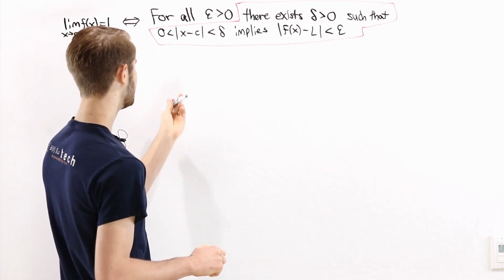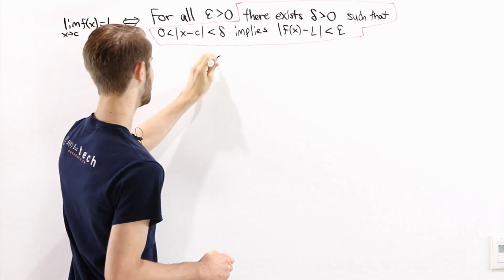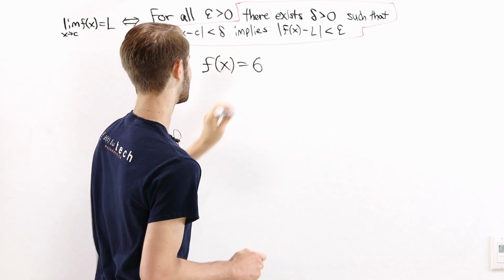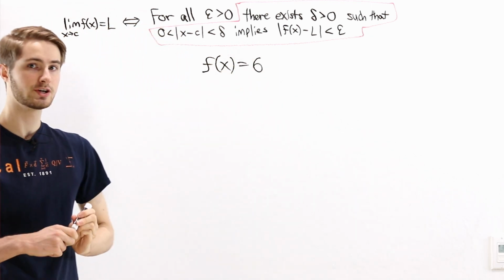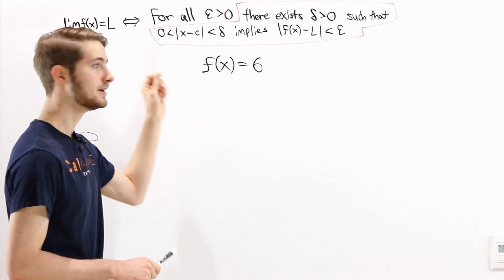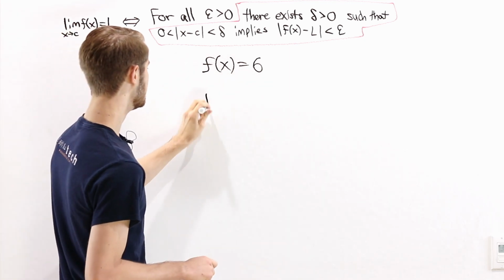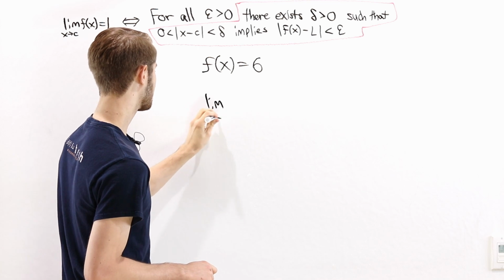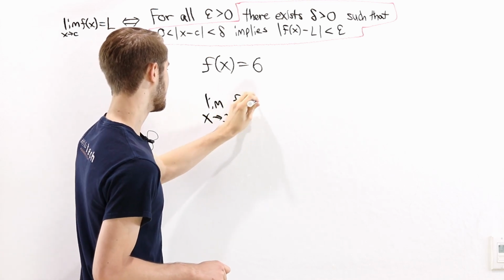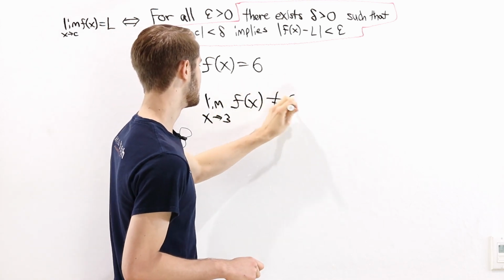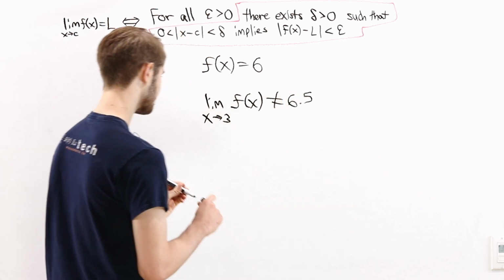We're going to define a function f by f of x equals 6. So this is a constant function where no matter what number we put in, it's always going to give us the answer of 6. And our goal is to prove that the limit as x approaches 3 of f of x does not equal 6.5.